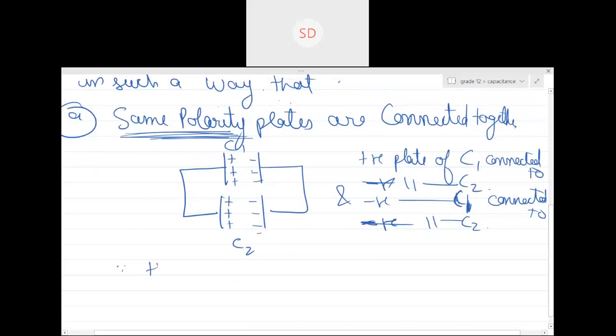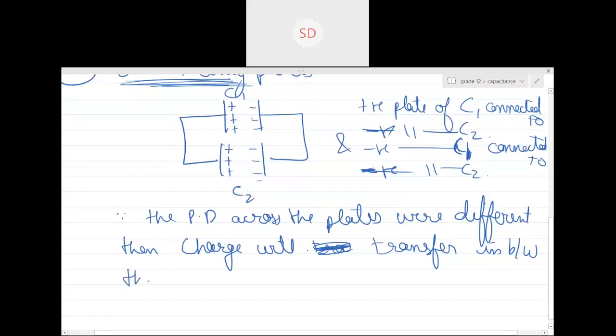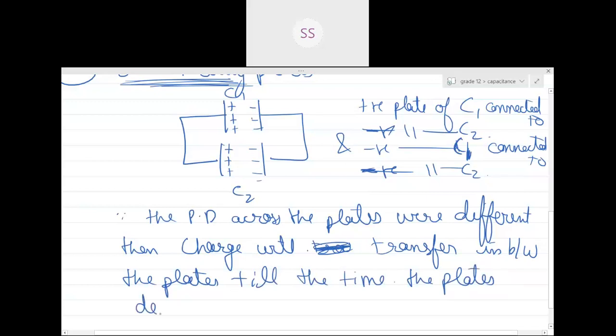Since the potential difference across the plates were different, then charge will travel or charge will transfer in between the plates till the time the plates doesn't become equal.